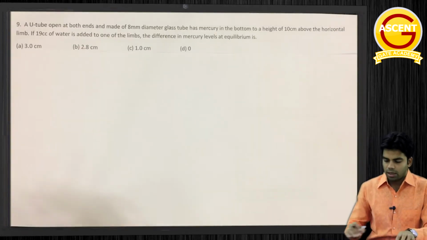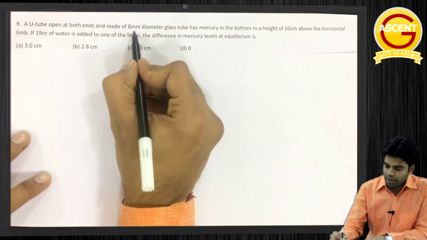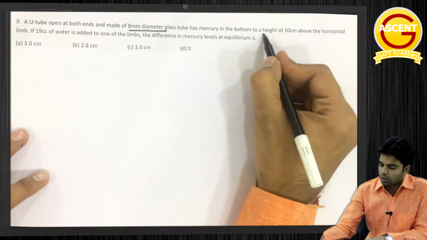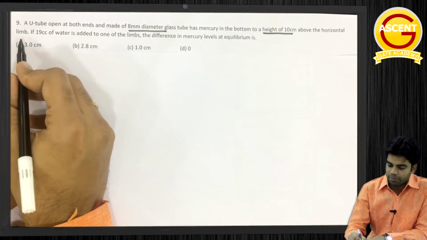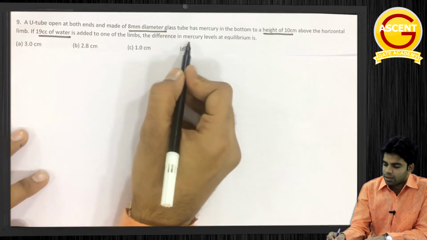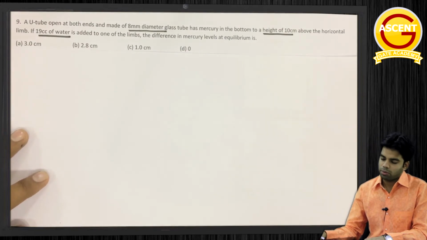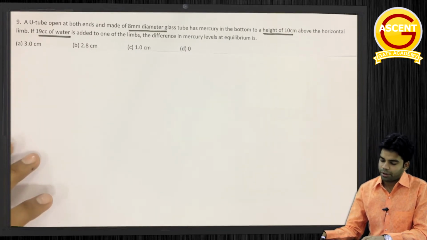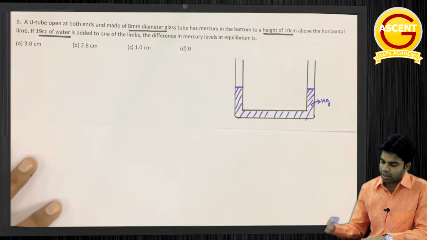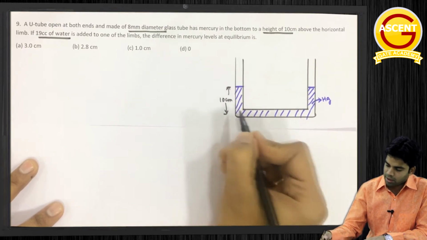Next question says a U-tube open at both ends and made of 8 mm diameter glass tube has mercury in the bottom to a height of 10 centimeter above the horizontal limb. If 19 centimeter cube of water is added to one of the limbs, the difference in mercury level at equilibrium is. Okay, so we have got one U-tube having 8 mm diameter, and initially the level of mercury is up to height 10 centimeter. This is the initial condition.